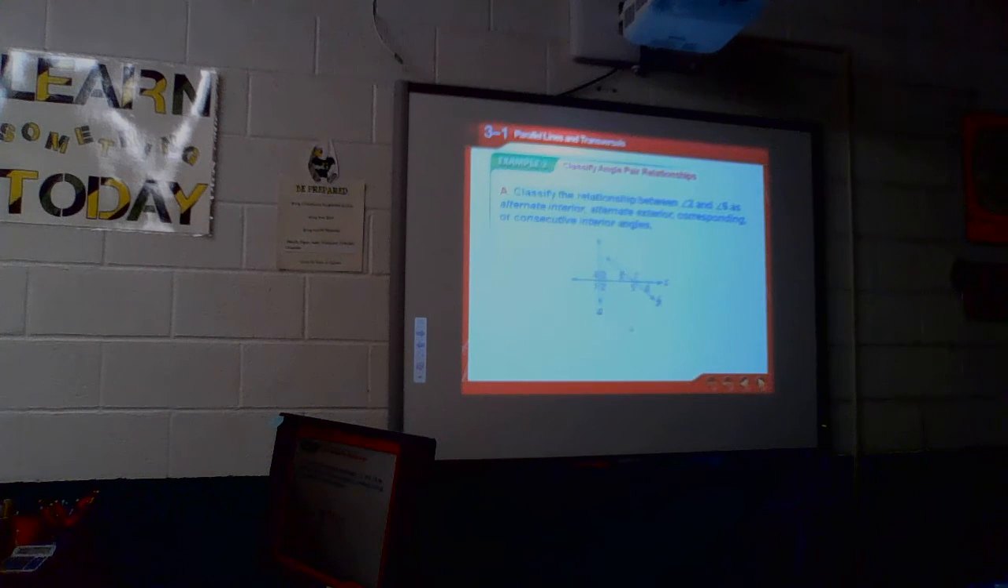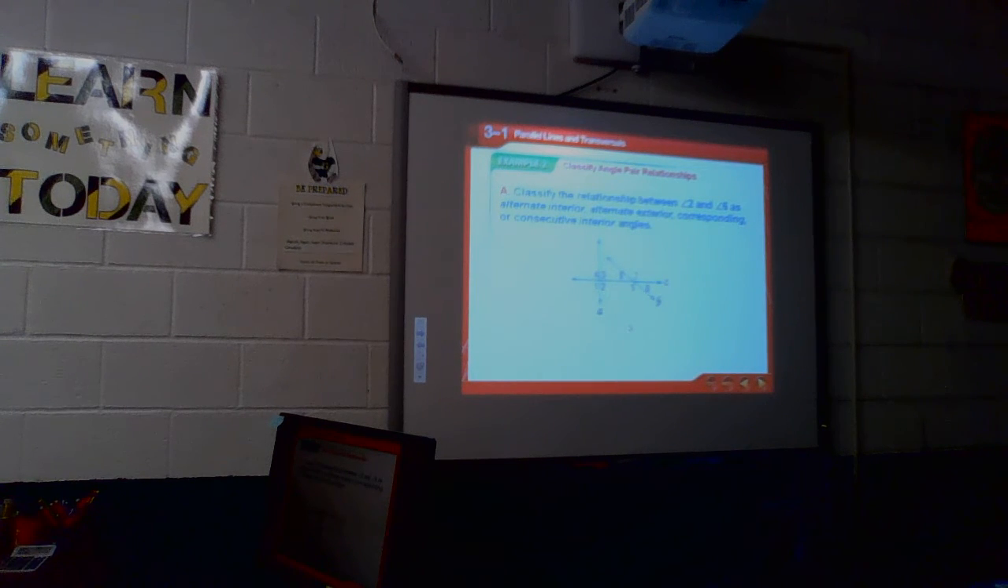Alternate exterior. Perfect. What are angles 2 and 8? Alternate interior. And what are angles 8 and 5? Okay, adjacent would actually be true. Somebody said it. A linear pair again.